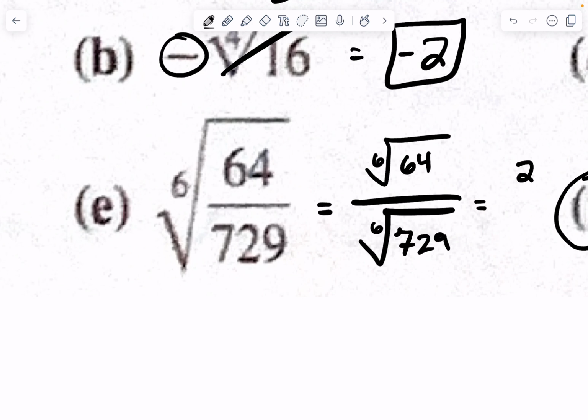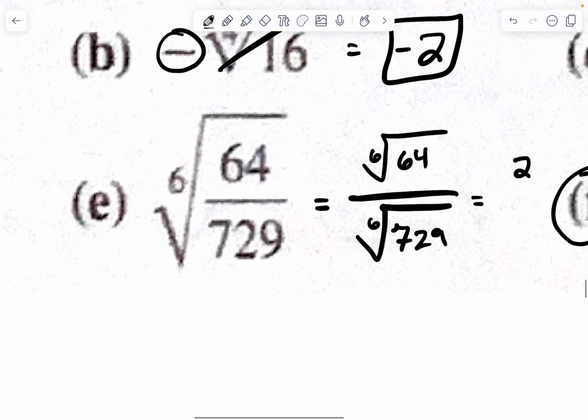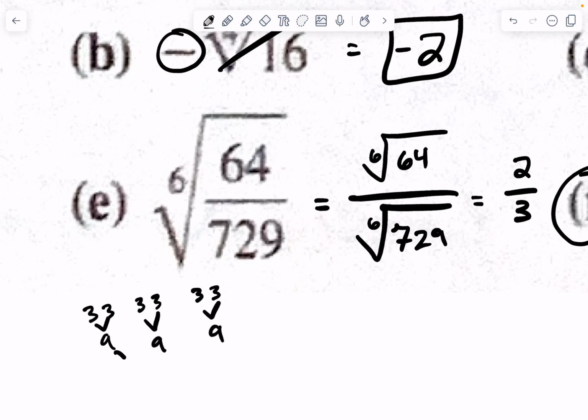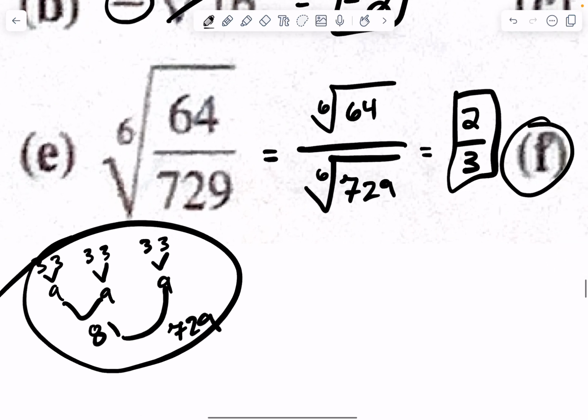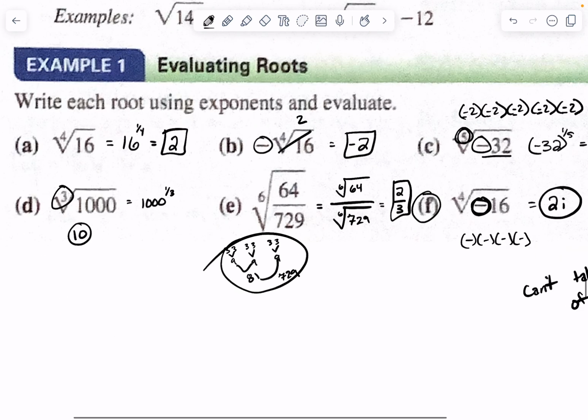And the 6th root of 729 is that 3. It is 3. Because 3 times 3 is 9, and 3 times 3 is 9, and 3 times 3 is 9, and 9 times 9 is 81, and 81 times 9 is 729. Yes, so 2/3. Don't write this down. That was just my thought process because I don't have a calculator in front of me. But 2/3 is what it will be because you do the 6th root individually. Okay, so that was that mess.